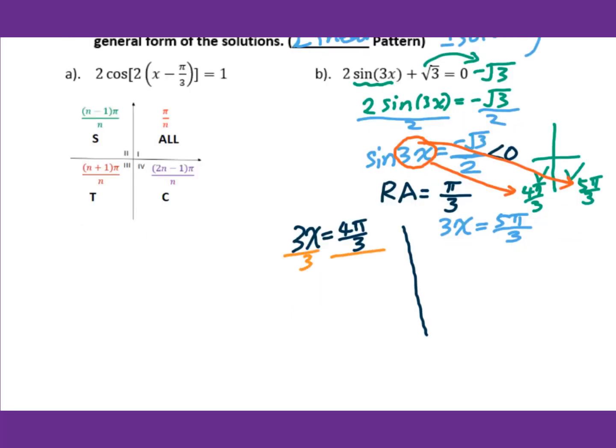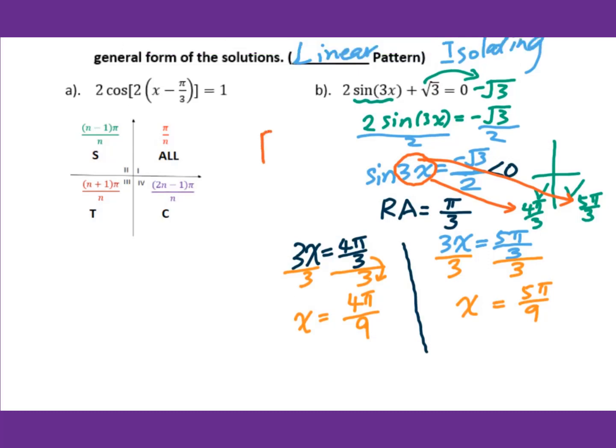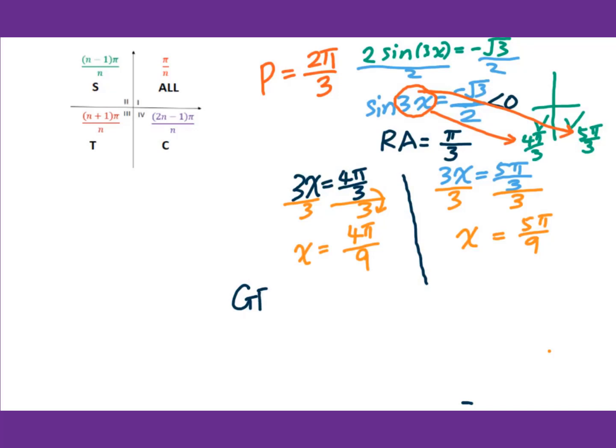Therefore, we divide by 3 both sides. X equals, drop this 3 down, that's 4 pi over 9. For this one, I divided by 3, so you get x equals 5 pi over 9. Let's check the period. For sine, that's 2 pi over b. b is 3. So for general form, let's label this x1, here's x2.